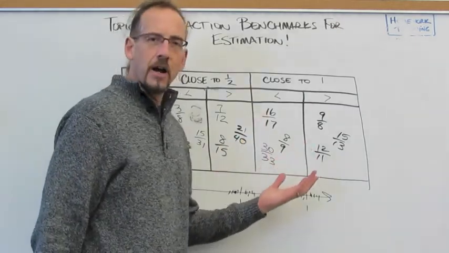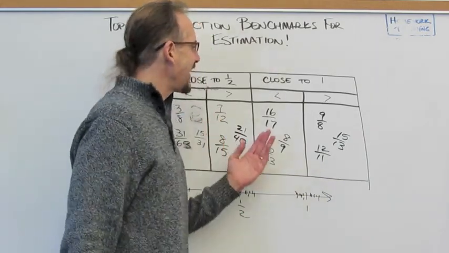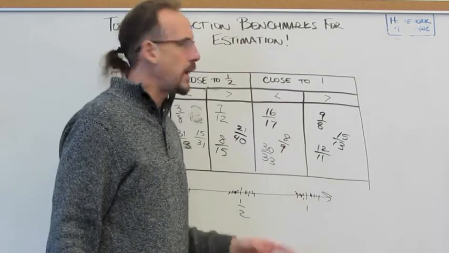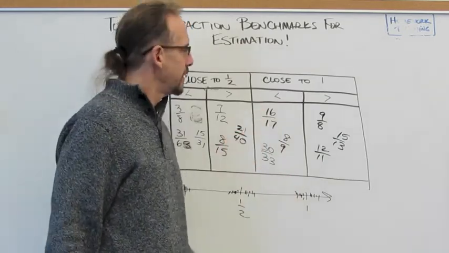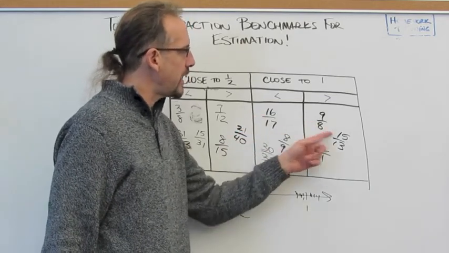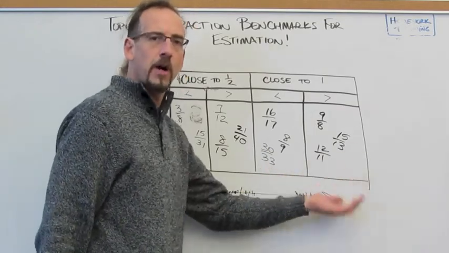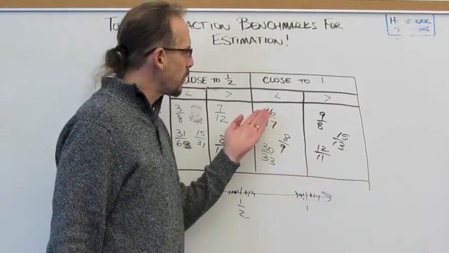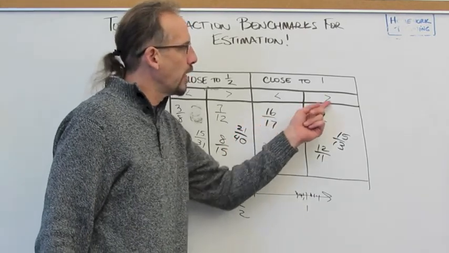Then we notice our third principle, principle C, and that is that a fraction is close to 1 when the numerator and the denominator are almost equal. 16 is almost equal to 17, 8 and 9, 30 and 33, 9 and 8, etc. And again, we can tell if a fraction is a little bigger than 1 or a little less than 1 because the numerator will be a little less than the denominator if it's less than 1, a little more if it's more than 1.